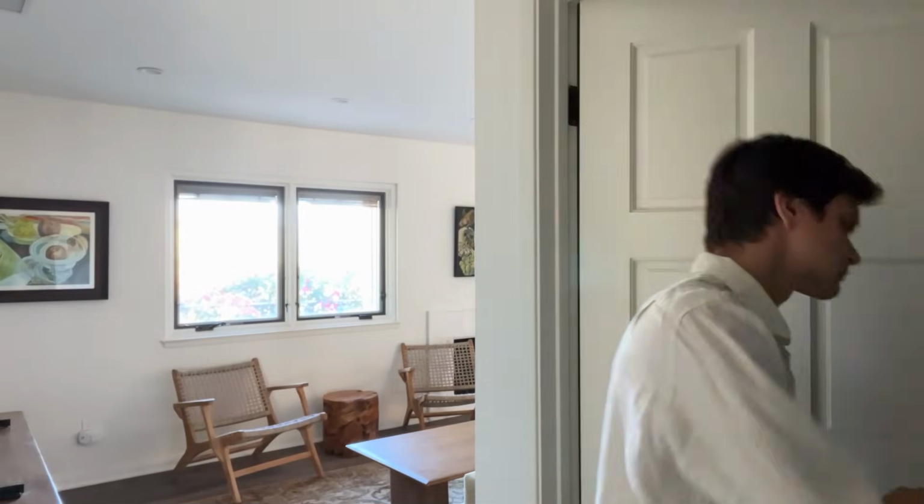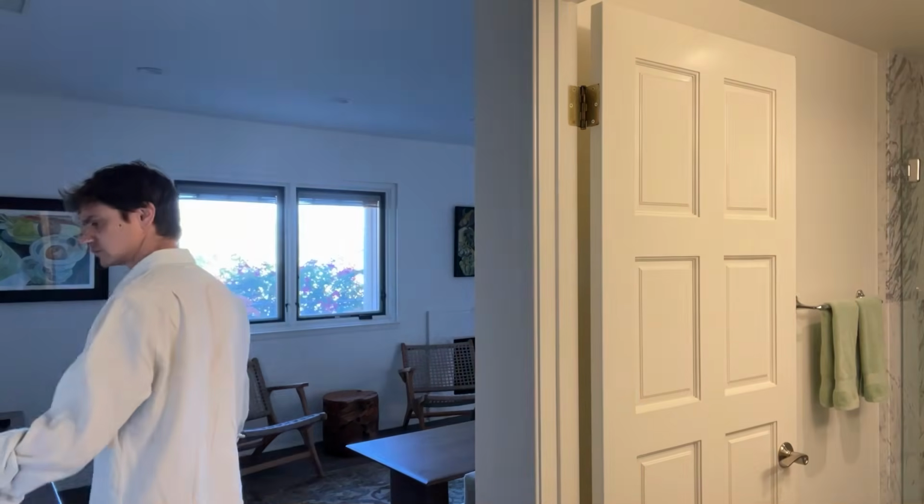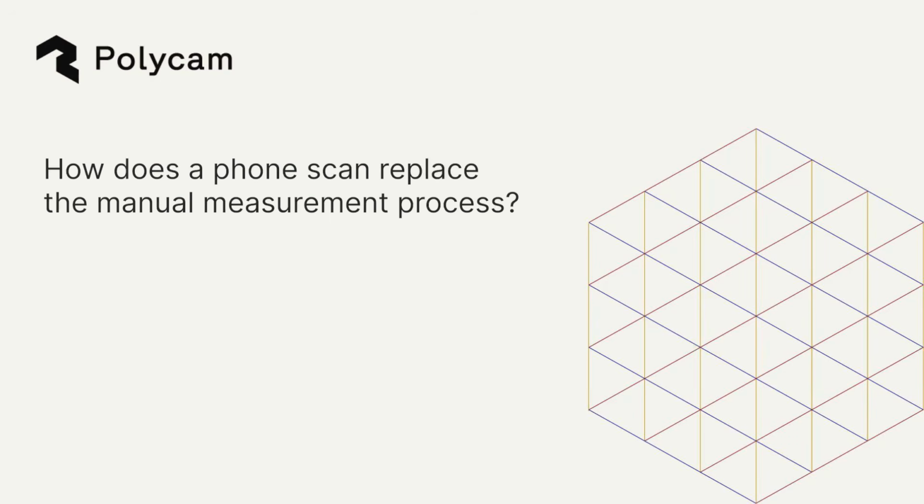In this process, the calculation itself takes an hour, and getting the right numbers to put in can take a full day, and that's before accounting for anything that was missed or measured wrong the first time. So how does a phone scan replace this manual measurement process?